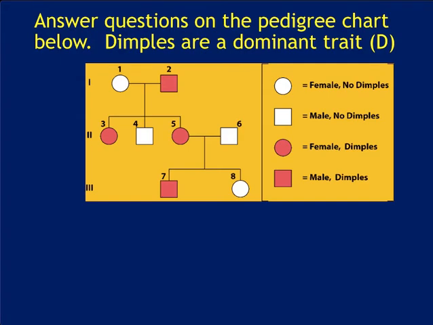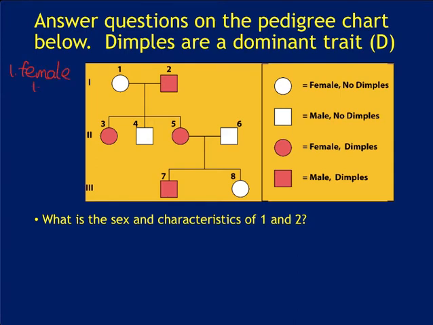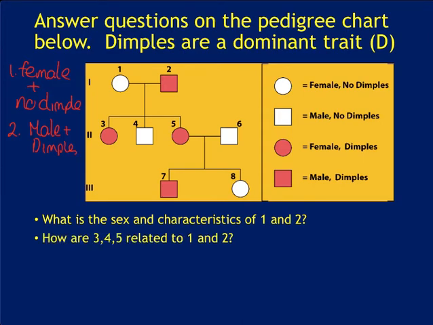And here are some of the questions that they can ask. So what is the sex and characteristics of parent 1 and 2? So parent 1, you can see our key is a white circle. So parent 1 is female and no dimples. And parent 2 is a male with dimples. So our second question, how are 3, 4 and 5 related to 1 and 2? Because it's a drop down line, these are the children of 1 and 2.